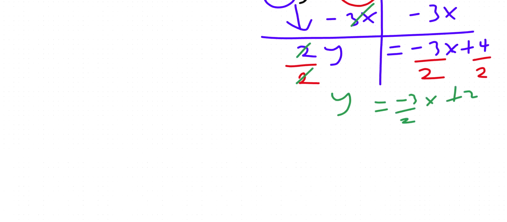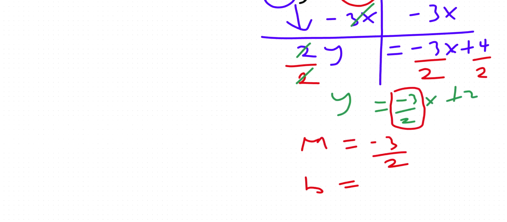So our slope can now be obtained here. We can now say our slope m is equal to whatever you have around x, just like I told you all the time. So that becomes negative 3 over 2. And your b, which is the intercept, will be equal to 2.